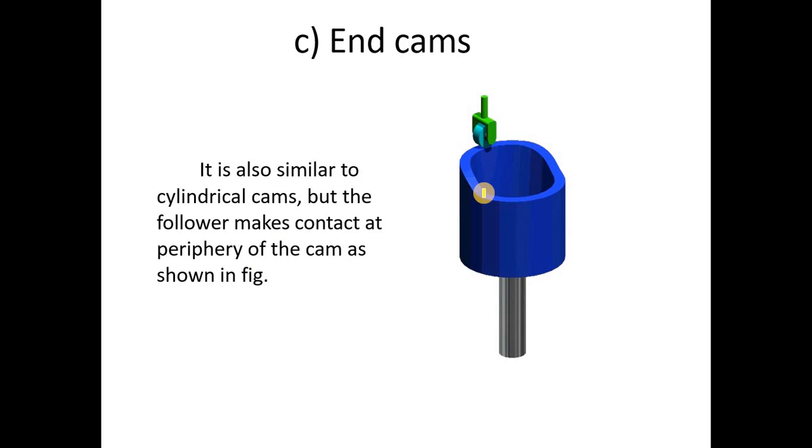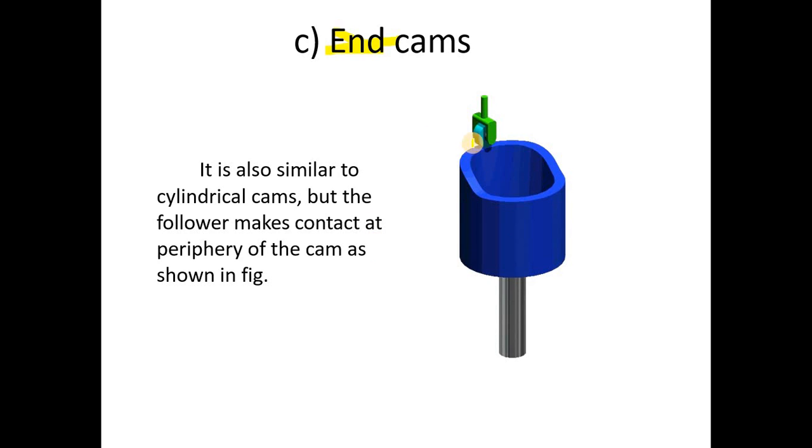Third is end cams. You can see over here, it is also similar to the cylindrical cam, but the follower makes contact at the periphery of the cam as shown in the figure. Look at this, the follower makes contact with the periphery, which is why it is called an end cam. Why is it called an end cam? Because the follower is connected at the end of the cam, at the periphery.